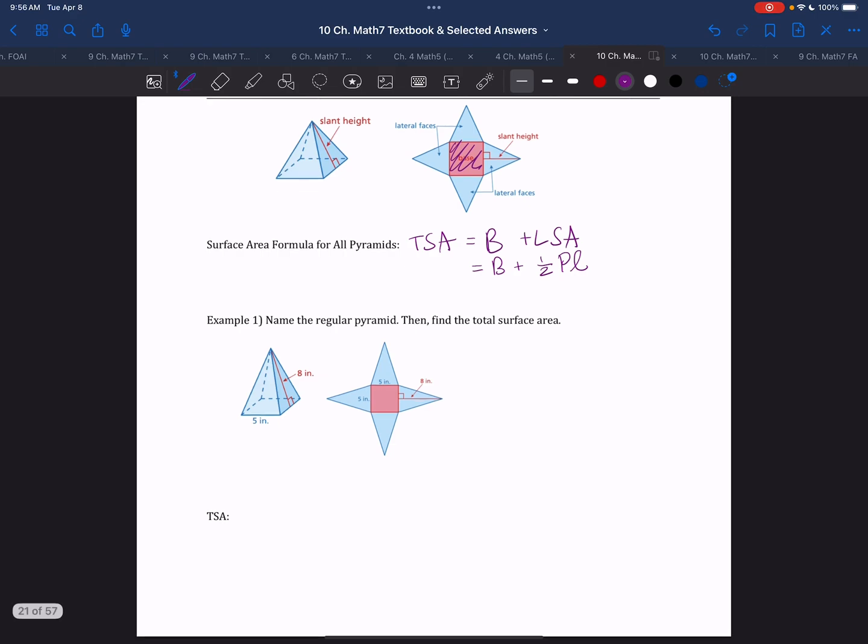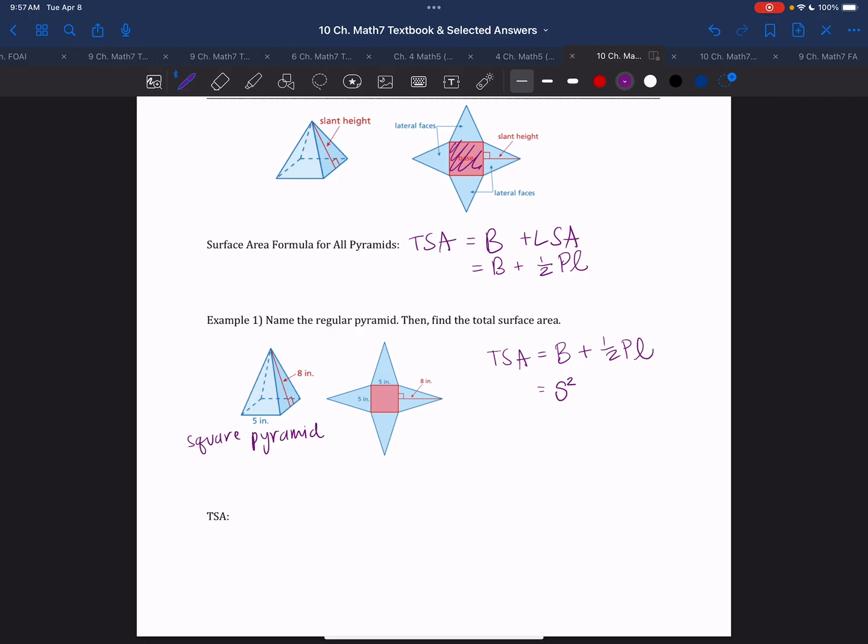All right, if you said square pyramid, you are correct, because the base is the shape of a square. Once again, we are going to find the total surface area by starting with the formula, just like you did with prisms. To find the area of the base of a square, you just take the side and square it.